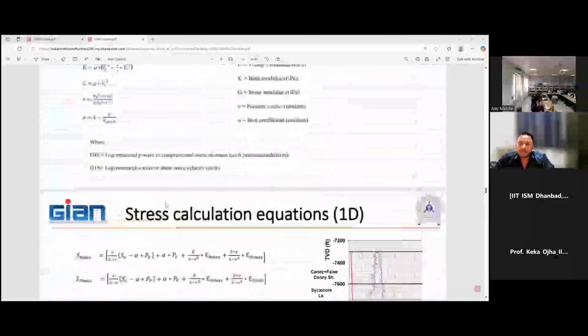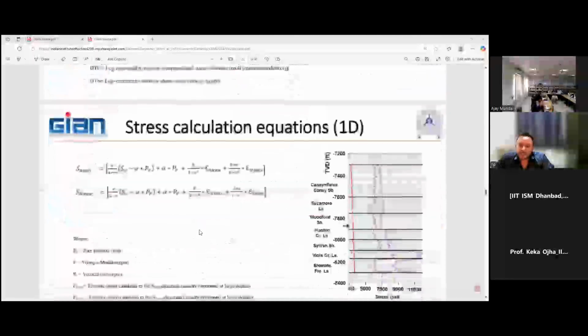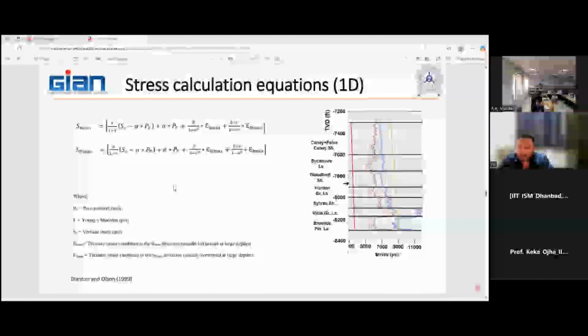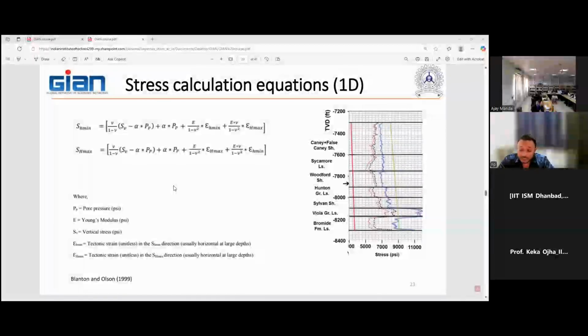So now that you have calculated your mechanical properties, you have to calculate your stresses. The overburden stress you already know because you have the density logs. You can just integrate those density logs, or you can assume about 1 psi per foot and calculate your overburden stress. But how do you calculate your pore pressure? As you already know, you can multiply 0.44 by your depth in feet to get the pore pressure if it's a normal pore pressure. If it's overpressure, then it's a different way of calculating it.